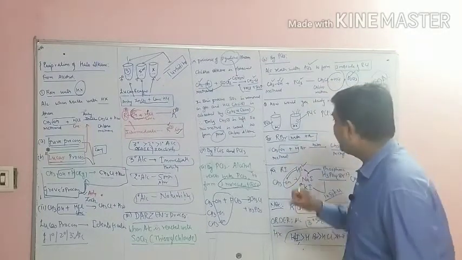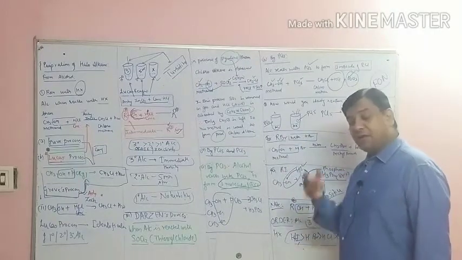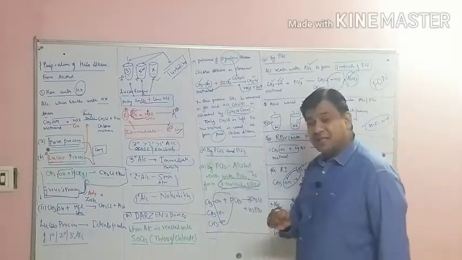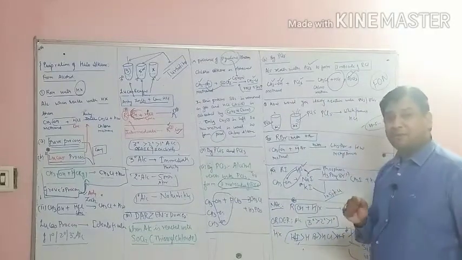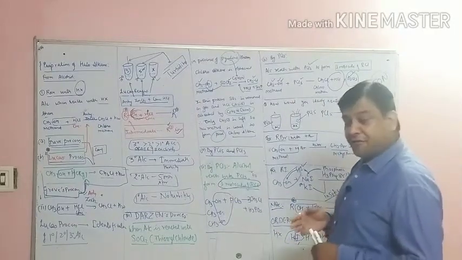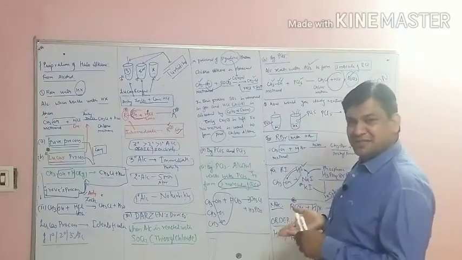Now the question arises: if two test tubes are given, in one test tube we are reacting with PCl3, and in another test tube we are reacting with PCl5, how can we identify where the PCl3 is and where the PCl5 is?